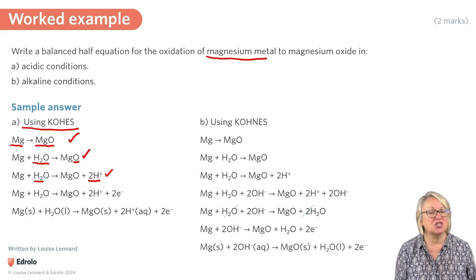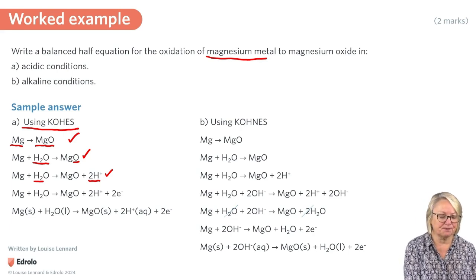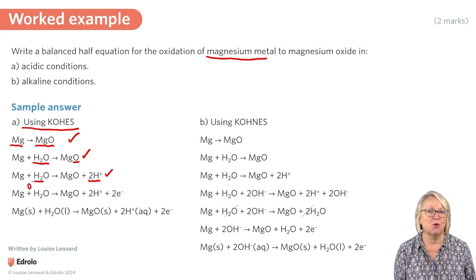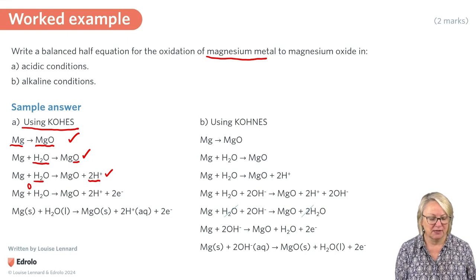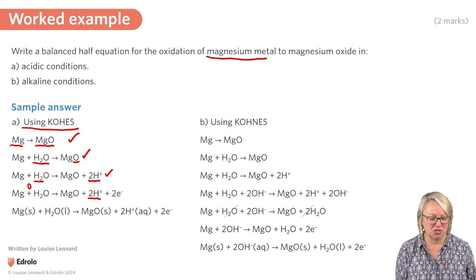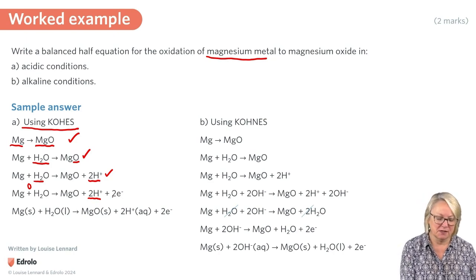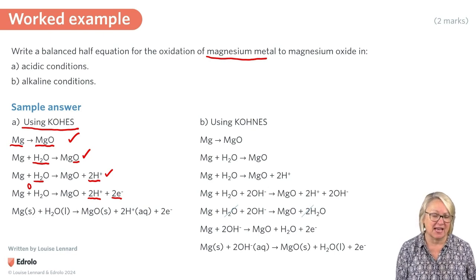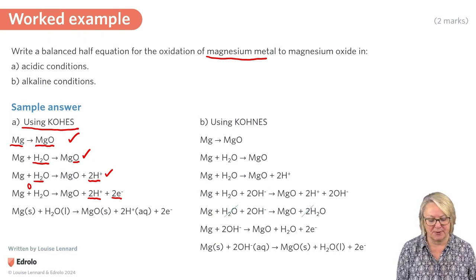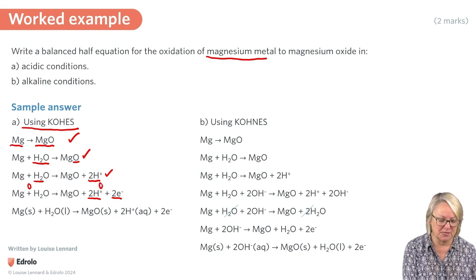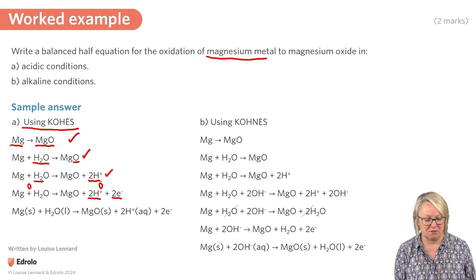We need to make sure that the charge on both sides is equal. The charge on the left side is 0 because magnesium and water have no charge. But the 2 protons add a 2+ charge to the right-hand side. So we add electrons to the more positive side, which is the right-hand side in this case. We add 2 electrons to balance the charge of the 2 protons. So now overall on this side, the charge is 0.